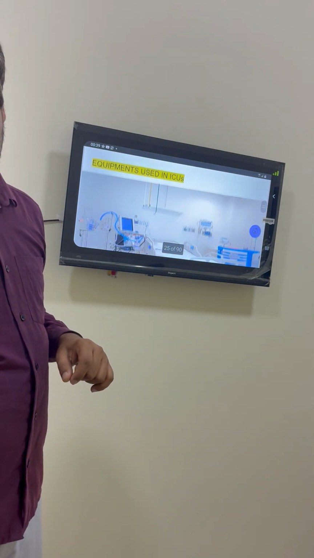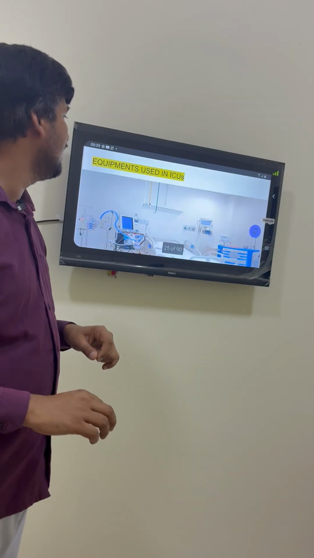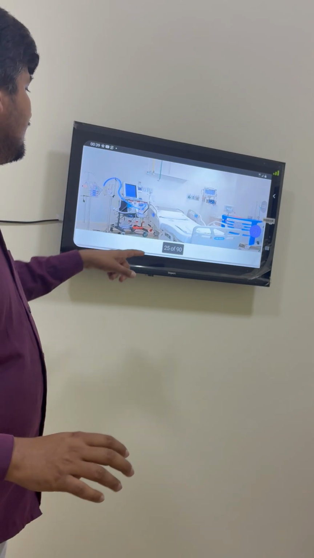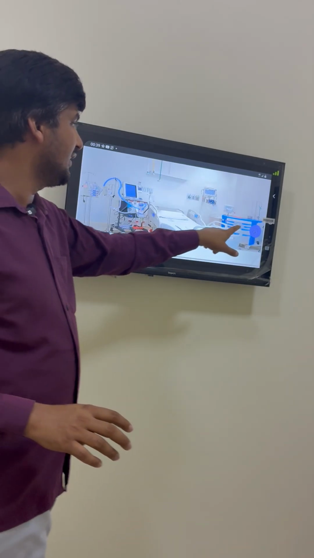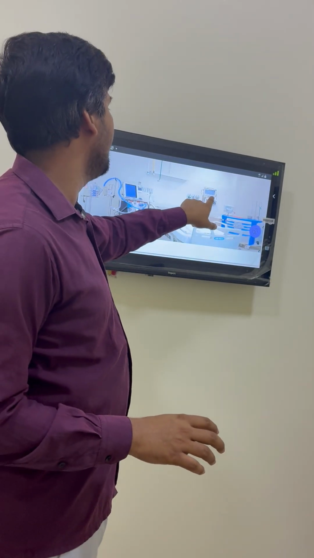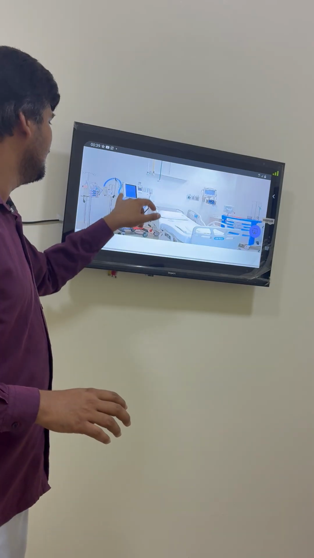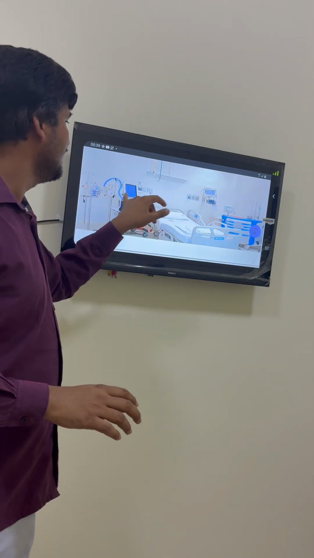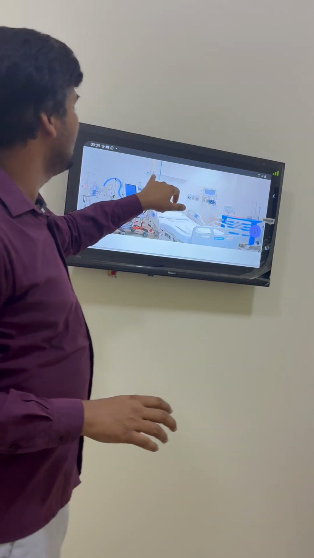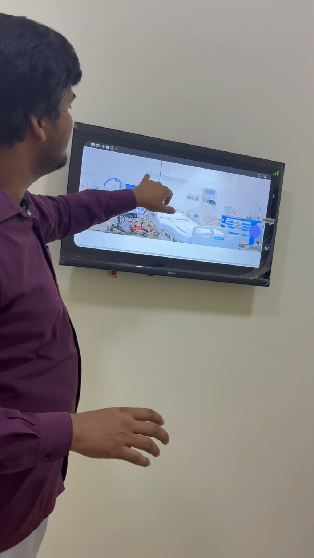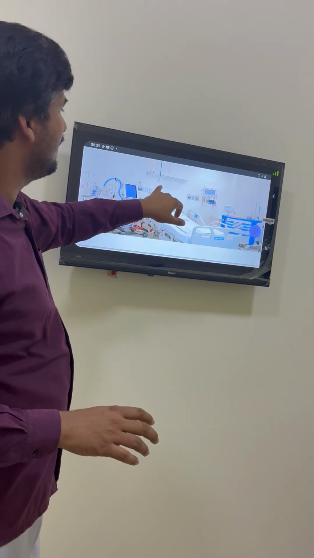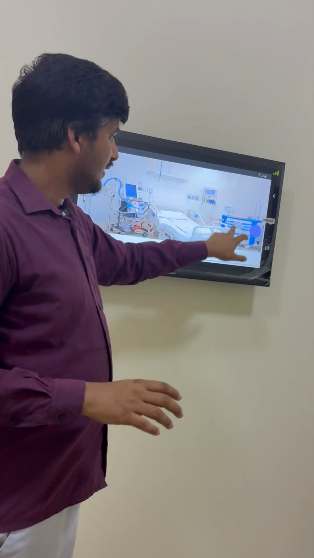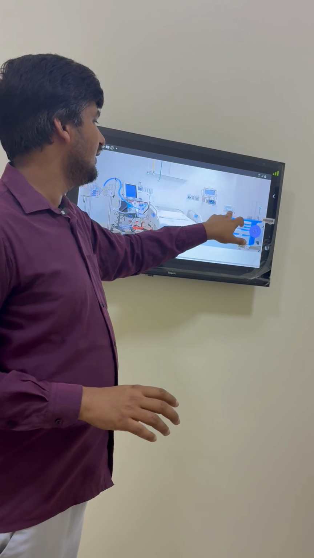Here you can see what all the equipment used in ICU is. This is the bed, this is the crash cart, this is the cardiac monitor, this is the ventilator, this is the defibrillator, this is the infusion pump. Then this yellow one is the suction valve, this white one is the oxygen valve, and this blue one is medical gas. Here is the stethoscope, and here is the defibrillator.